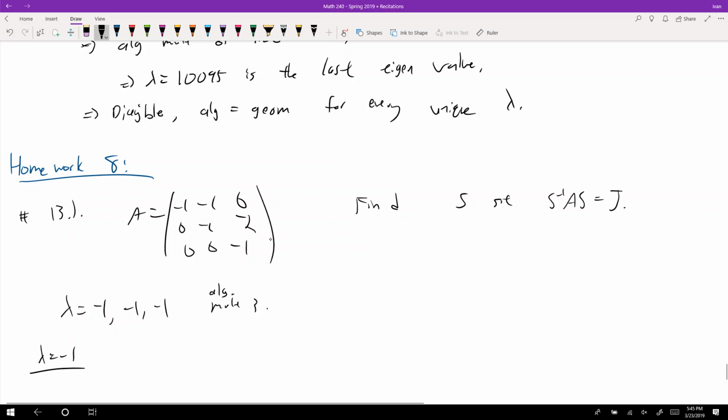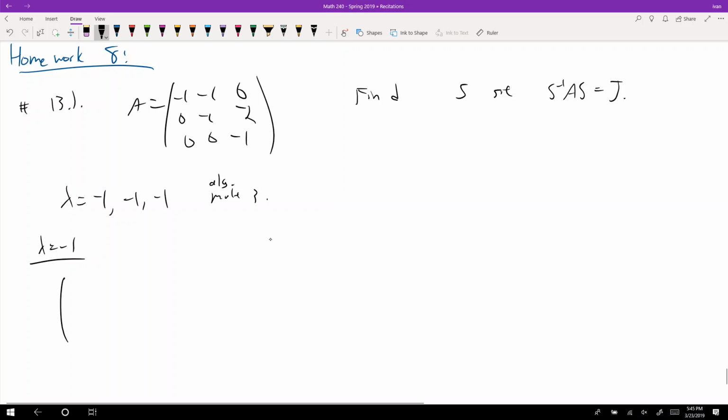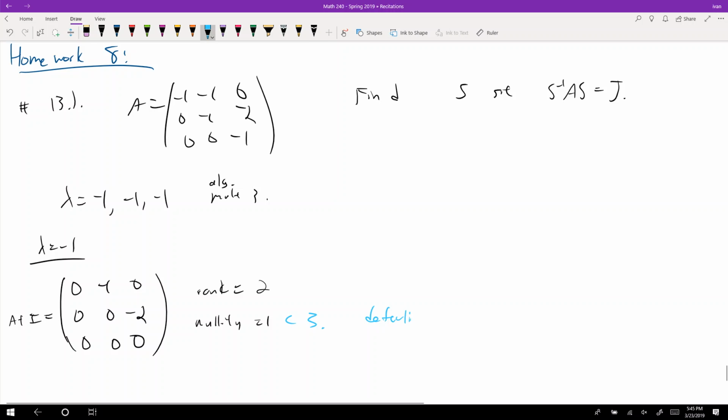So if you look at lambda equals -1, I'll get the matrix 0, -1, 0; 0, 0, -2; 0, 0, 0. This is A plus I. What's the rank? 2, and so the nullity is 1. And this is less than 3, so it's defective. So now what? The next step is always to create your Jordan matrix.